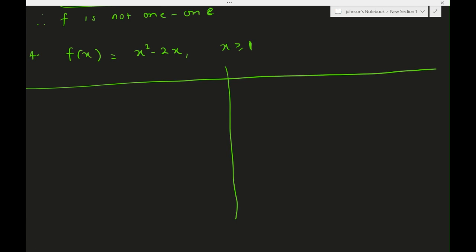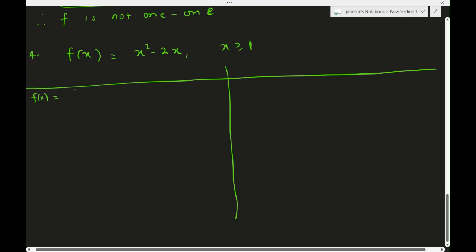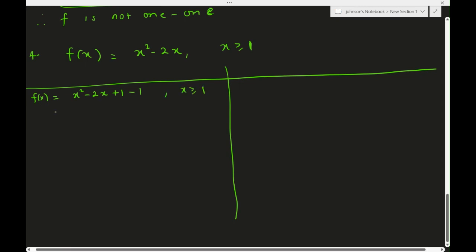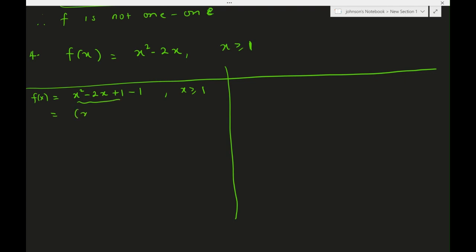Now, graphical, how do we graph this? We can graph our f of x. We can rewrite this, it's just a parabola. We can do completing the square. Half of the coefficient of x, which is minus 2, the half is minus 1. So you square it, you add it, and you also remove it. But don't forget, we still have a condition on x. So this is nothing but x minus 1 squared minus 1, and x is greater than or equal to 1. So this is our f of x.